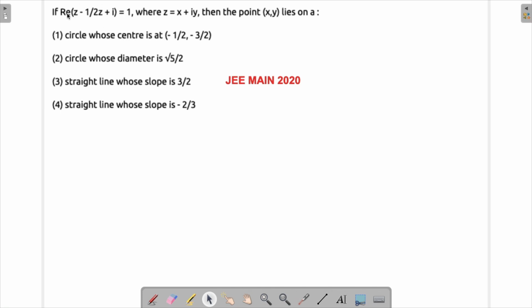So whatever is given over here, first we'll try to get it into the form x plus iy and then try to find the real part of it. So after that, we will see what happens next. So here, if I'm doing this, the real part of (z minus 1) upon (2z plus i), right? That is actually equal to 1.